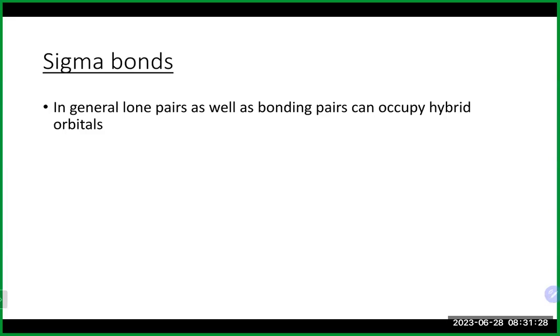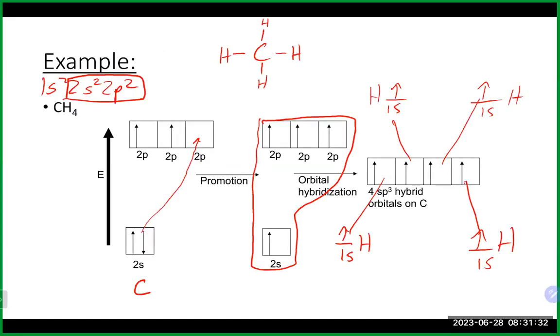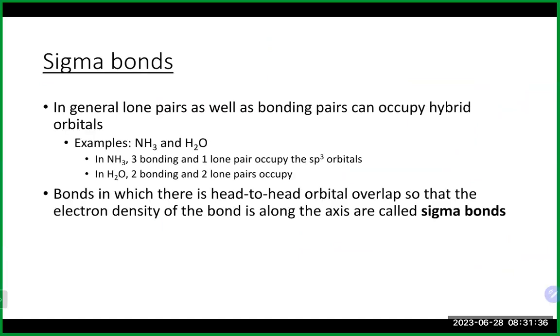So let's talk a little bit about a couple of things here. Let's talk about some different types of bonds that occur. And one type of bond is what is referred to as a sigma bond.